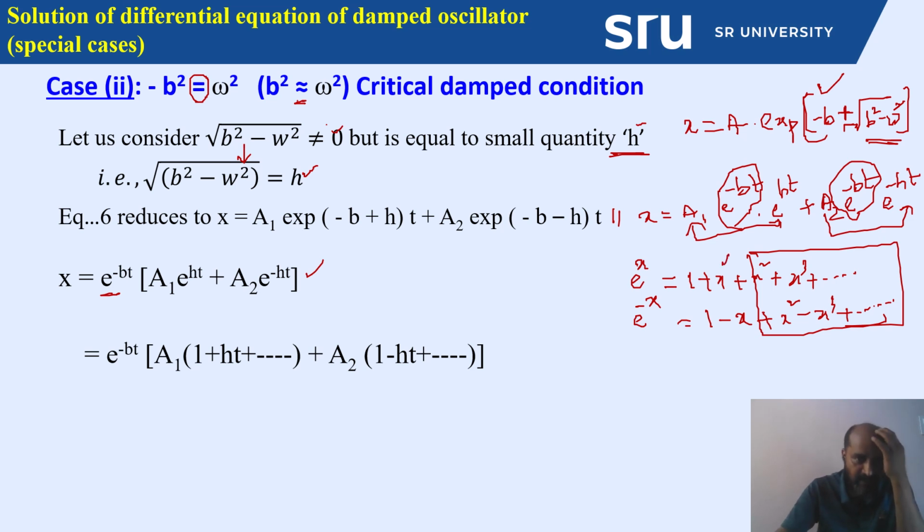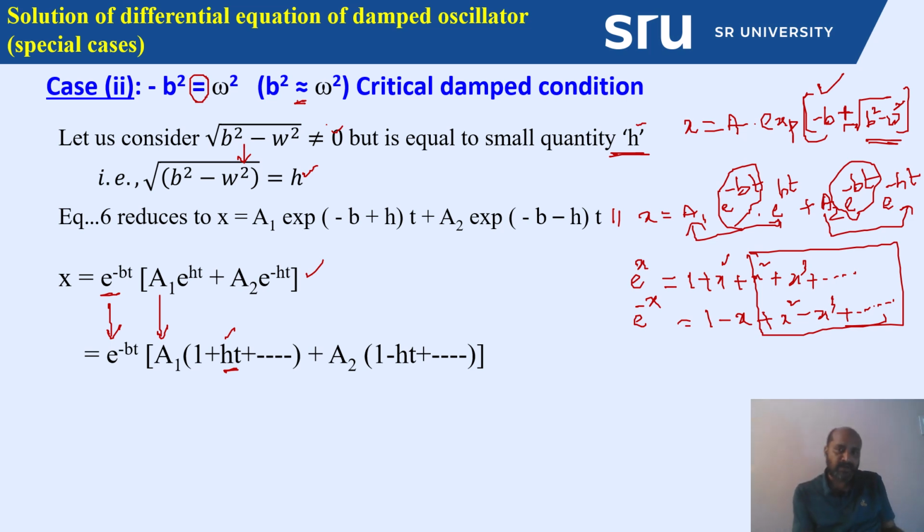So if you neglect that, and if you replace that in this equation, e to the power of minus bt as it is, this a1 is as it is. We are taking only the first order, so 1 plus ht and so on. And here a2 times 1 minus ht.